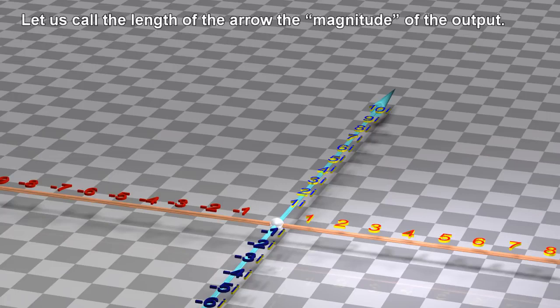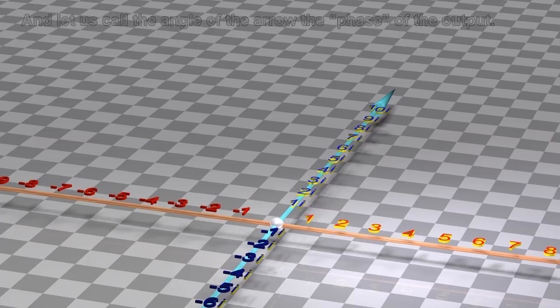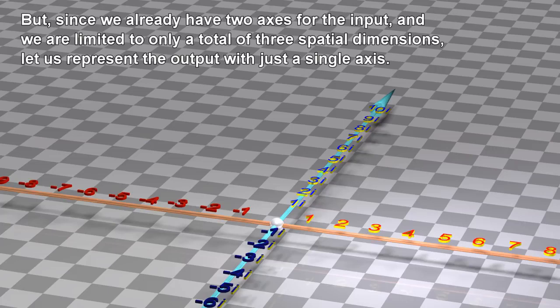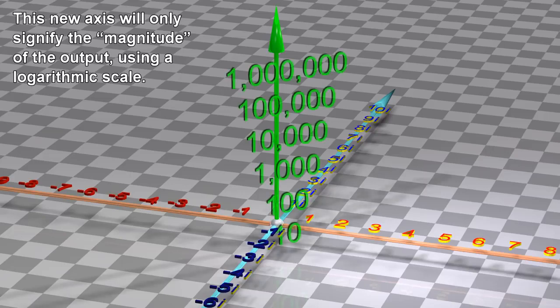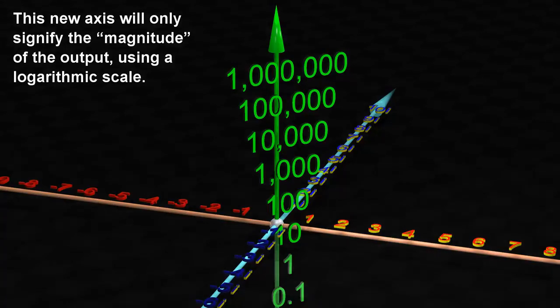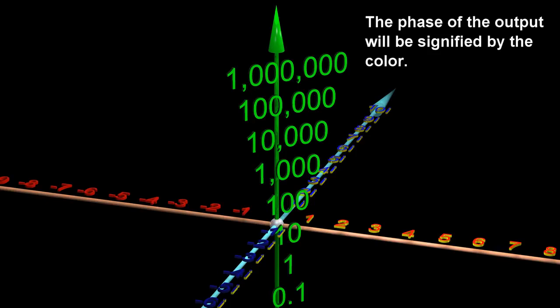Let us call the length of the arrow the magnitude of the output. And let us call the angle of the arrow the phase of the output. But since we already have two axes for the input, and we are limited to only a total of 3 spatial dimensions, let us represent the output with just a single axis. This new axis will only signify the magnitude of the output using a logarithmic scale. The phase of the output will be signified by the color.